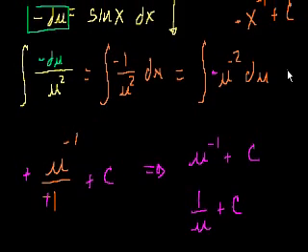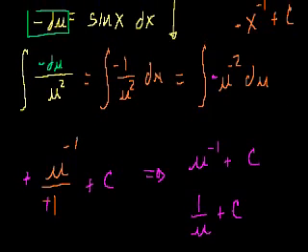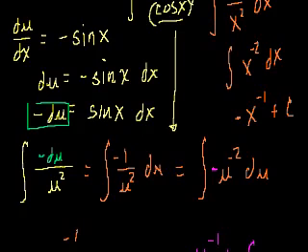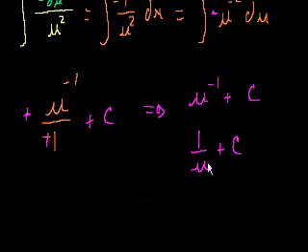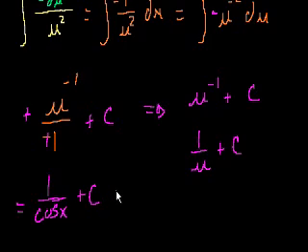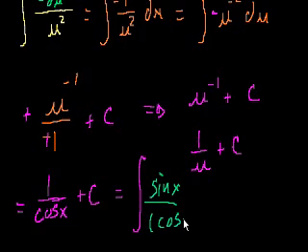Oh, sorry, we're not done yet. That's just the antiderivative of this. And now we have our substitution to deal with. What was our substitution that we started with? U is equal to cosine of x. So if u is equal to cosine of x, this is equal to 1 over cosine of x plus c, which is the antiderivative of our original problem, sine of x over cosine of x squared dx. There you go. See you in the next video.